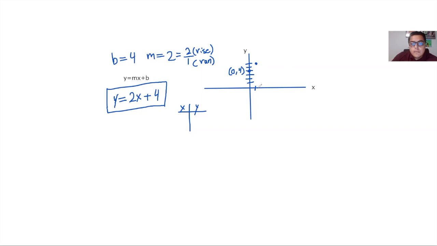If we went over 1 and up 2, this point would be 1, 6. And because it's a line, we can keep going on and finding more and more points. But in reality, this is all we need. We just need 2 points on our line so we can graph our line. And there it is.